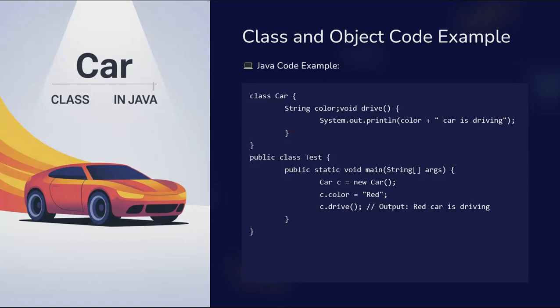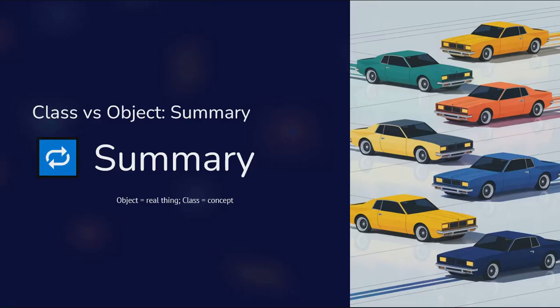Here is one example: class Car, one variable, String color, one method, void drive. So the public class Test has a main method. It has one object c of the Car class. Using the object c, you can see that the value of color is given as red, and then the drive method is called using that object. So the summary is, an object is a real thing while a class is only a concept.